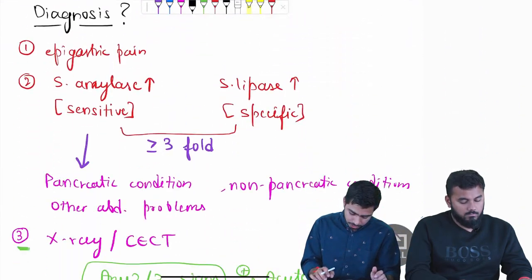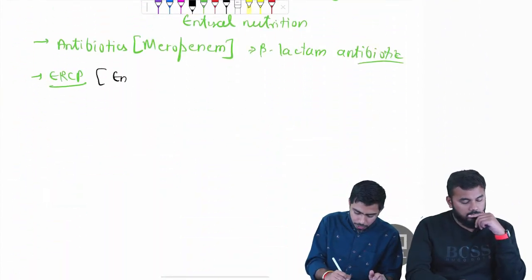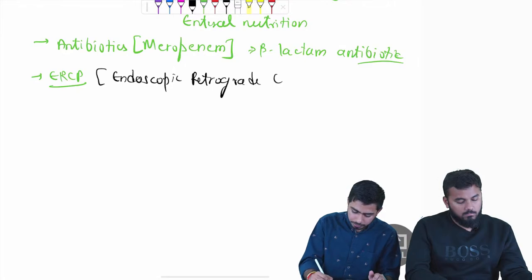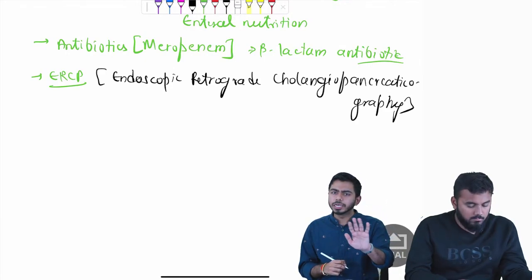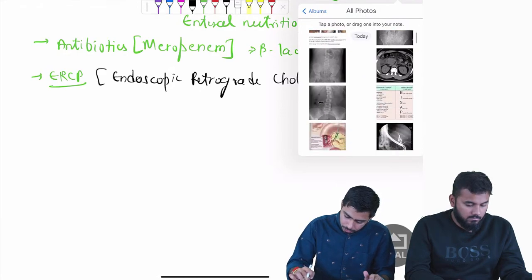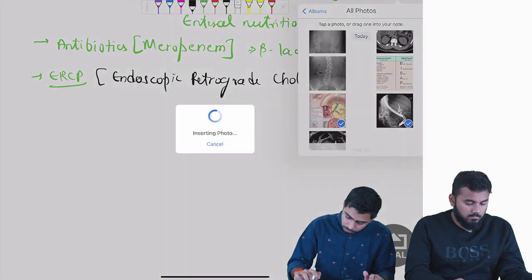So what is ERCP, guys? ERCP full form is endoscopic retrograde cholangiopancreatography. Okay, this is the full form of ERCP. How does it look actually? That's how the ERCP looks like.